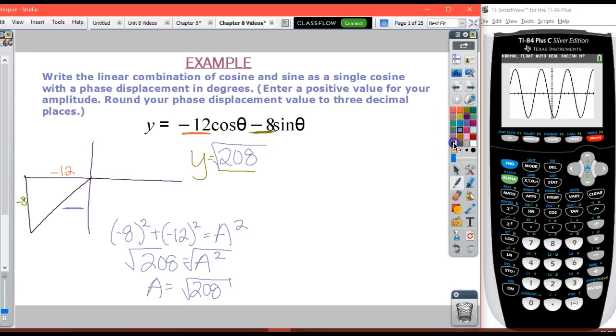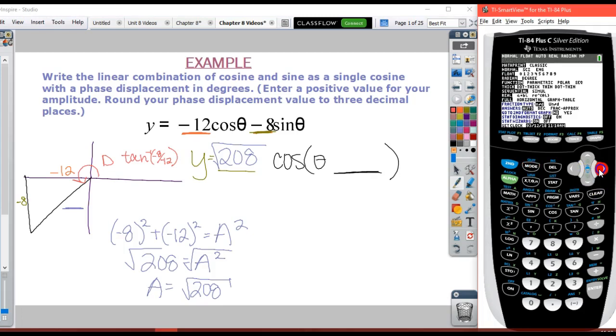So from here, I now need to find the phase displacement. And so to find this phase displacement, we are going to find the measure of this angle D. And so I can start by doing this by taking the tangent inverse of negative 8 over negative 12. And so making sure we are in degree mode, I'm going to take the tangent inverse of negative 8 divided by negative 12. And I end up getting 33 degrees.